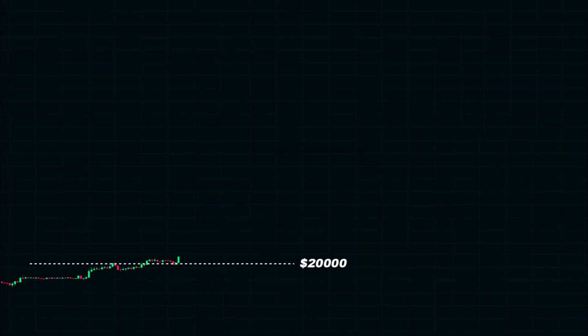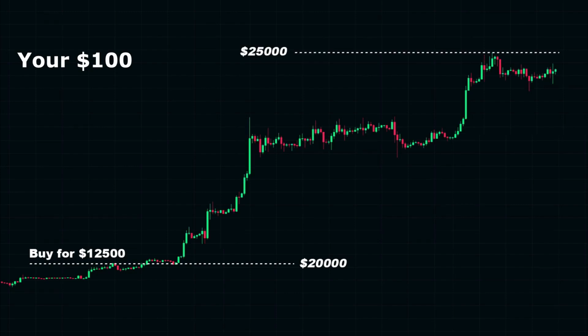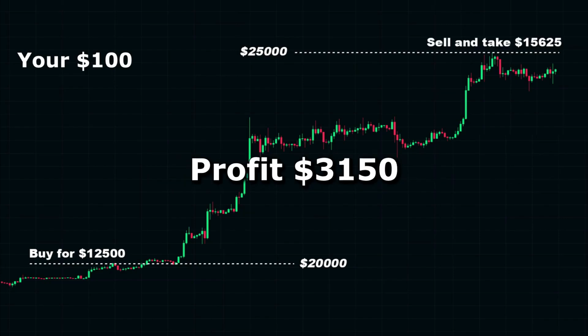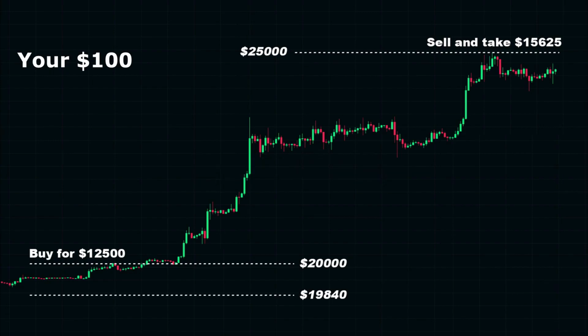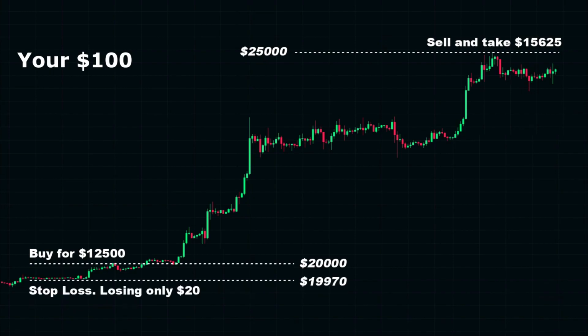For example, Bitcoin costs $20,000 and you have only $100. Say you take X125 leverage from the OKX Exchange. So you buy Bitcoins for $12,500. Then Bitcoin rose to 25000. Now you close the deal, and you get $3,150 in profit. That's really cool. But there is one thing. If the price drops to 19840, you will lose your $100. So it's very risky to trade here.